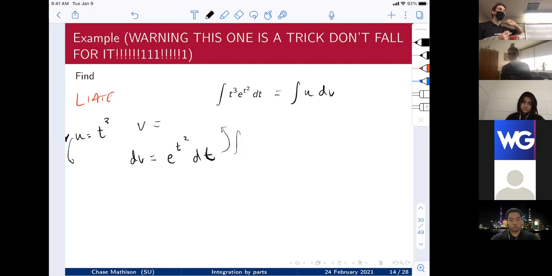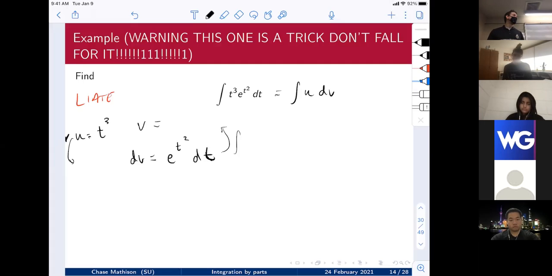At the very end of this semester, we're going to talk about a way that you can write an answer to the integral of e to the t squared, but it involves sums and it's not just a simple thing. So the short answer is LIATE has led us a little bit astray here. The integral of e to the t squared, we can't do it, even with integration by parts, even with all of the techniques we know.